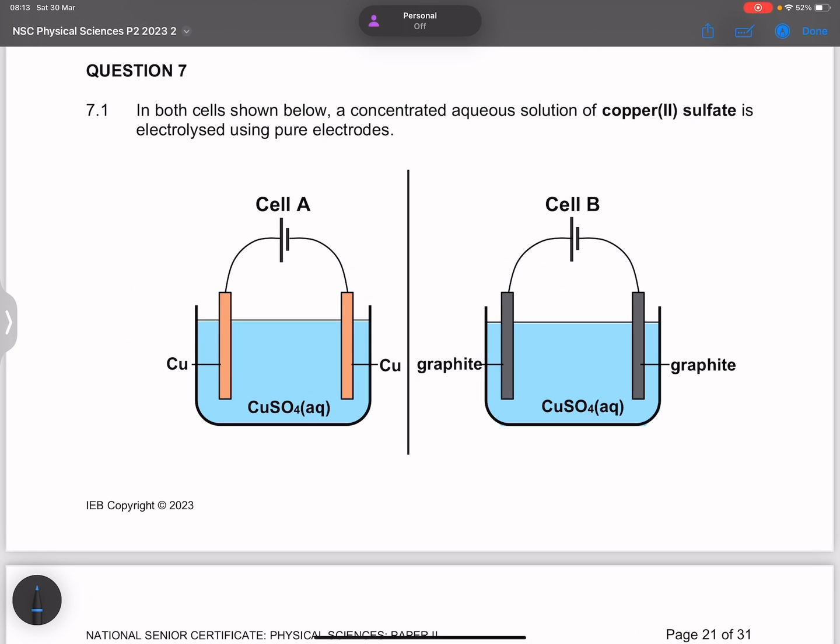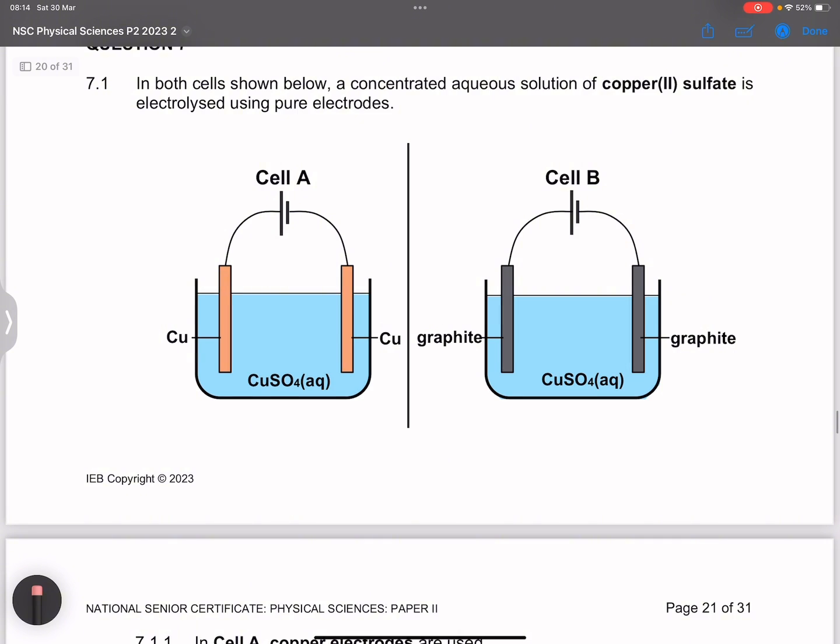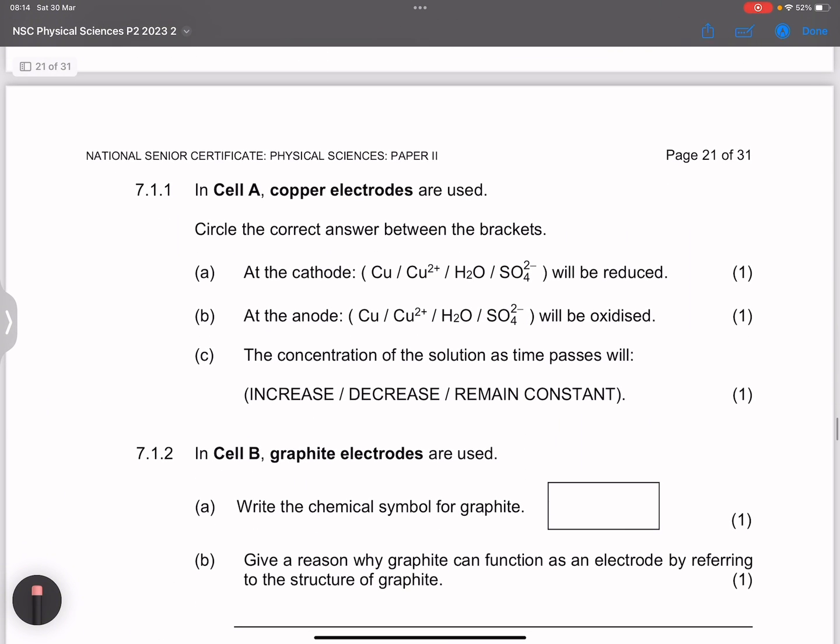All right, question 7. It says in both cells shown below, a concentrated aqueous solution of copper sulfate is electrolyzed using pure electrodes. Now, if you look at cell A, you've got copper in both electrodes. So definitely that has to tell you that we are purifying in that case. And if you look at cell B, you've got graphite rods in the presence of that aqueous solution of copper sulfate. So in that case, definitely it means that we are looking at the process of electrolysis, right? Now they say to you, in cell A, circle the correct answer.